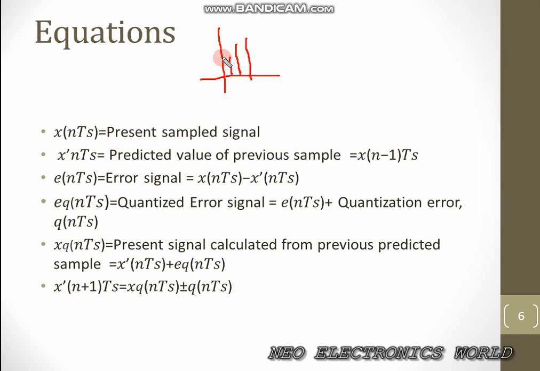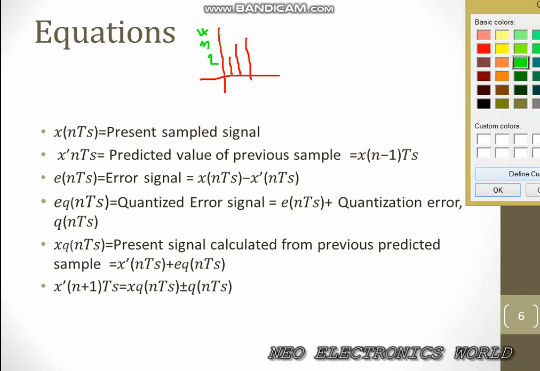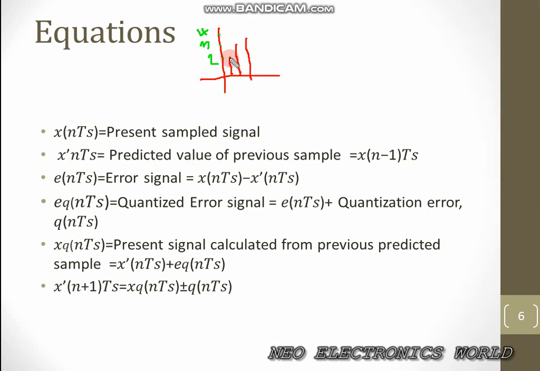This is 2. This is 3, and this is 4. It may be different values; these are just values. I'll use another color. The first sample is 2. So x of NTS, that is coming to 2.